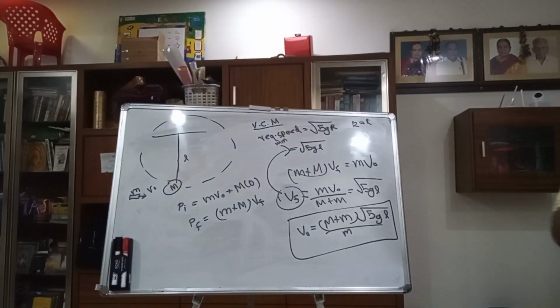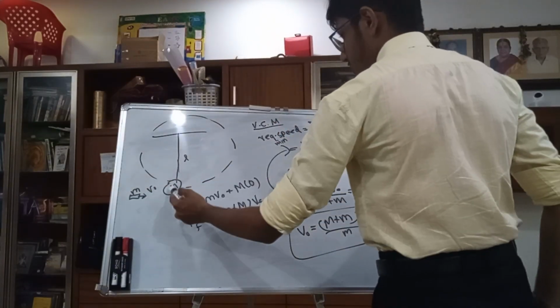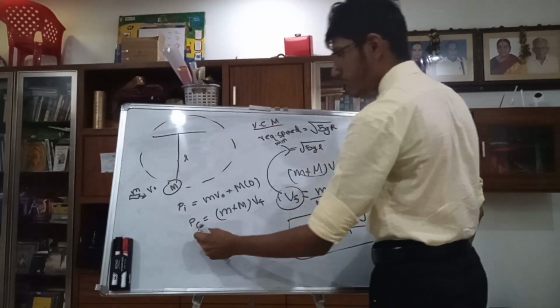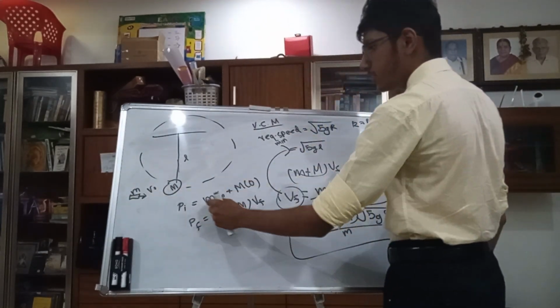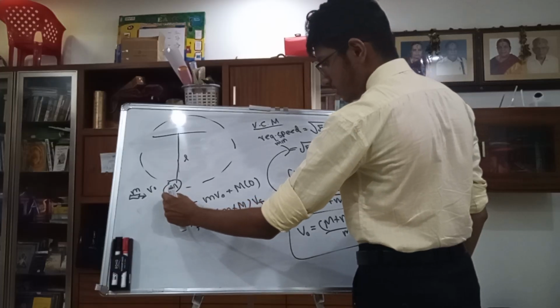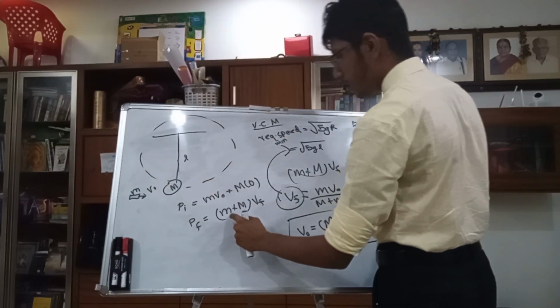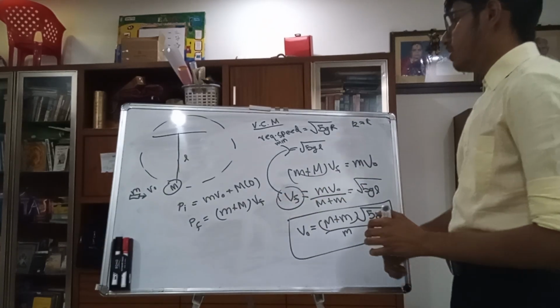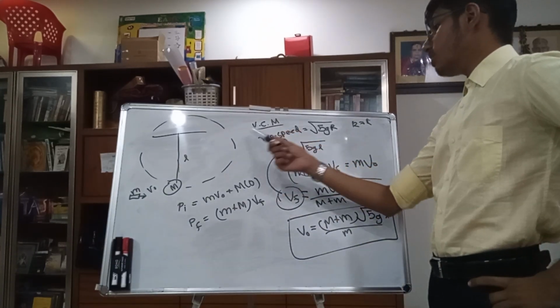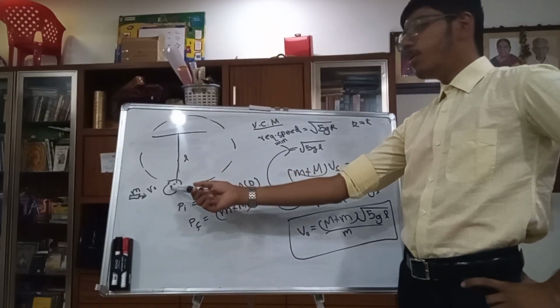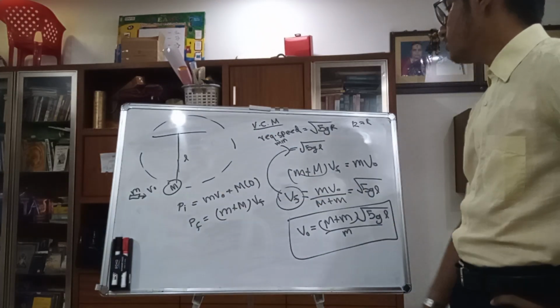Once again, analyze this question. This particle is going to strike this particle and move together. So I can conserve initial momentum and final momentum. Initial momentum is m v naught. Initially this is at rest, so m into 0. Final momentum, they are going to travel together, so (m plus m) into Vf. And this is vertical circular motion. So in vertical circular motion, what is the minimum speed required for a bob to complete one full revolution?